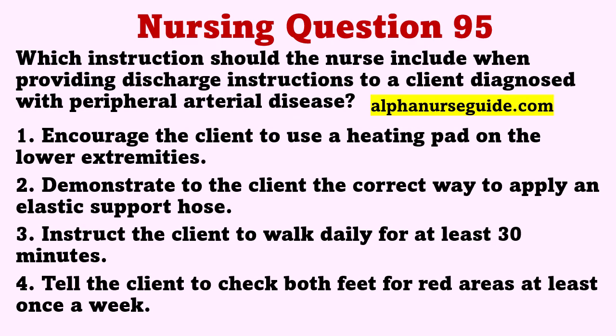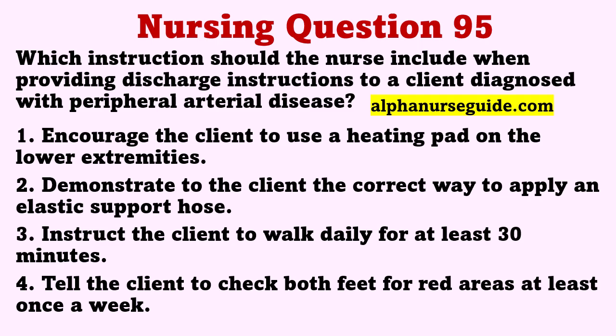Which instruction should the nurse include when providing discharge instructions to a client diagnosed with peripheral arterial disease? 1. Encourage the client to use a heating pad on the lower extremities. 2. Demonstrate to the client the correct way to apply an elastic support hose. 3. Instruct the client to walk daily for at least 30 minutes. 4. Tell the client to check both feet for red areas at least once a week.